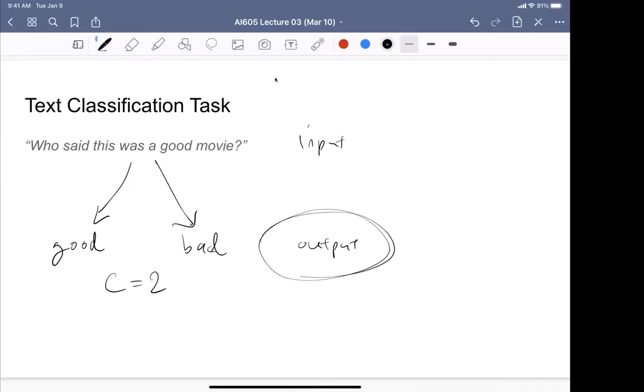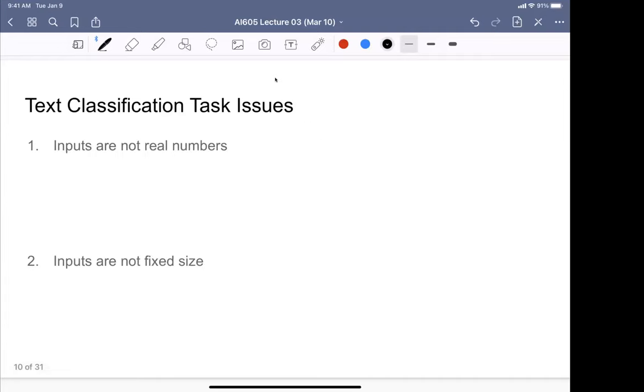I mean, we know how to deal with this, right? We just learn how to do classification with neural nets. But then the problem is the input side, because the input side is not super easy: inputs are not real numbers and also variable length, right? So that's exactly why we saw this slide. Inputs are not real numbers and inputs are not fixed size. So we're gonna see how we can resolve these issues.